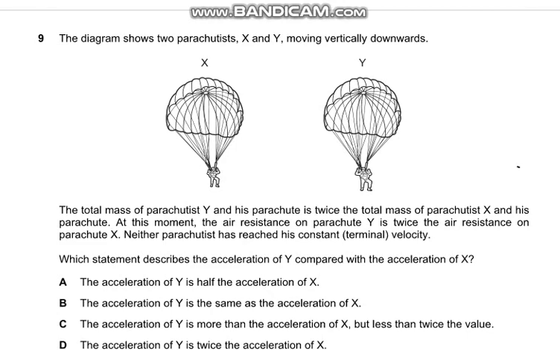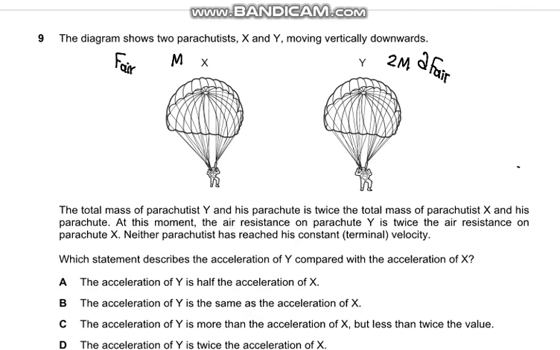Question number 9 says that the diagram shows two parachutists moving vertically downwards. The total mass of parachutist Y and his parachute is twice that of X. So the mass of Y is 2m and the mass of parachutist X is m. The air resistance on parachutist Y is twice the air resistance on parachutist X, so the force of air resistance is 2f, while for X it is f. Neither parachutist has reached terminal velocity. Which statement describes the acceleration of Y compared to X? Let's find the acceleration and then see the options.